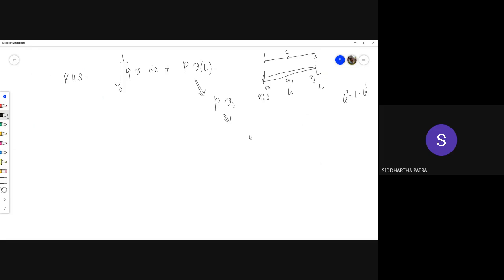Can I also write it as this dot product, V1, V2, V3, times 0, 0, P?